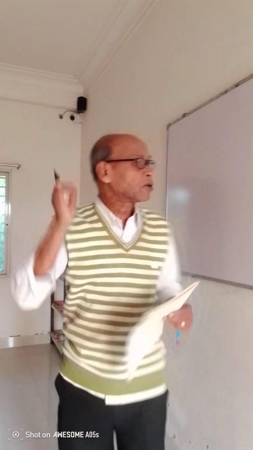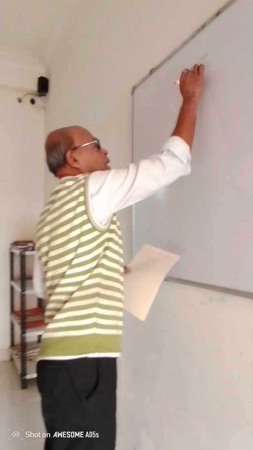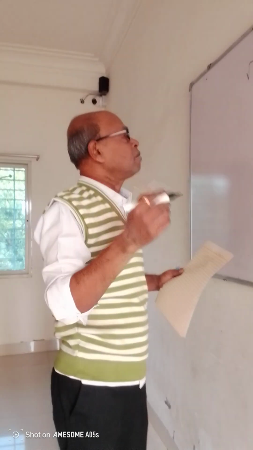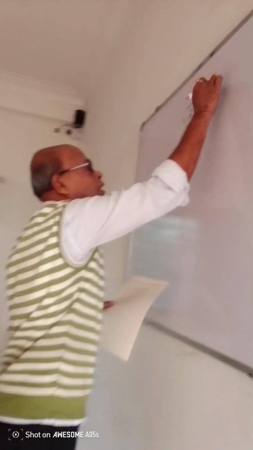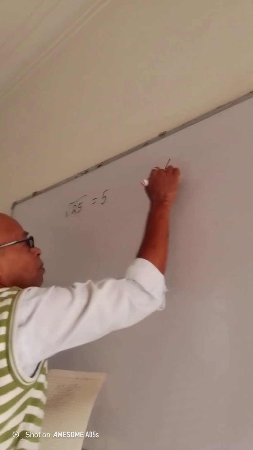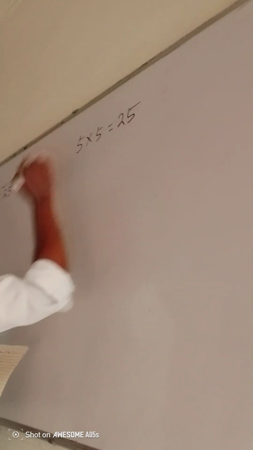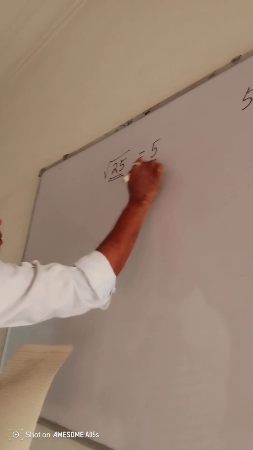Number. Now first we will discuss what is the square root. Suppose square root of 25 means we have to find a number which, when multiplied by the same number, gives 25. It is obviously 5. If I multiply 5 into 5, then it will be 25. So the square root of 25 is 5.